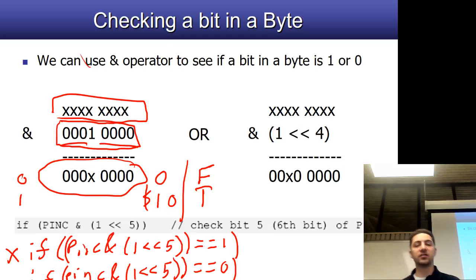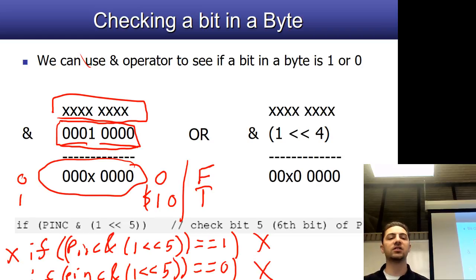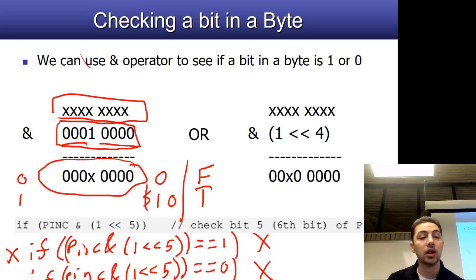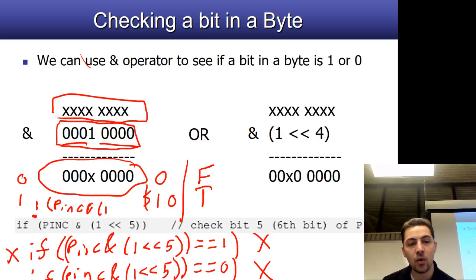So if you want to check if a single bit has been set, do not use equal to 0. How would I check logically if this was equal? So this says if the bit is 1. How should I say if the bit is 0? If I can't say equals equals, use a logical operator. Logical not. Exclamation point. Pin C and 1 shifted left by 5. That says if it's not. So if it is a 0, then you will proceed.